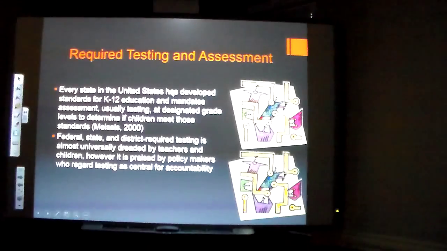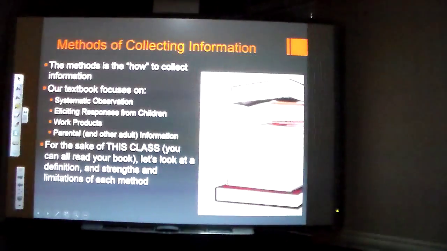So about 2000, every state developed standards for K-12 and did assessment at certain grade levels. Mostly 3rd, 5th, 8th, and 11th. Those are your grades where there is testing. Federal, state, and district required testing is dreaded, but policymakers love it because they can use it for comparison.